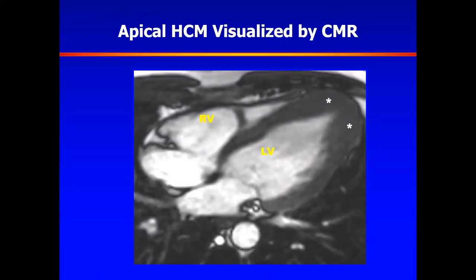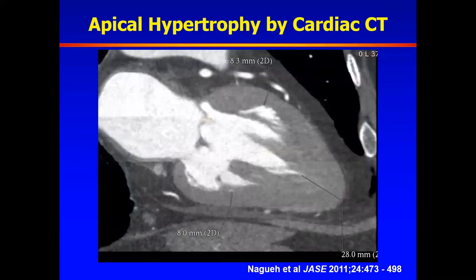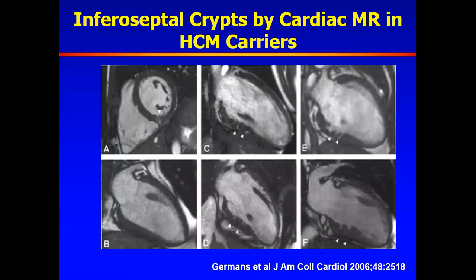Apical hypertrophy by CMR shown here, and by cardiac CT as well shown here. So you get very comparable images. Another finding that was fascinating for a period of time is the presence of crypts, shown here by these white arrows, mostly in the inferior lateral wall and inferior septum.